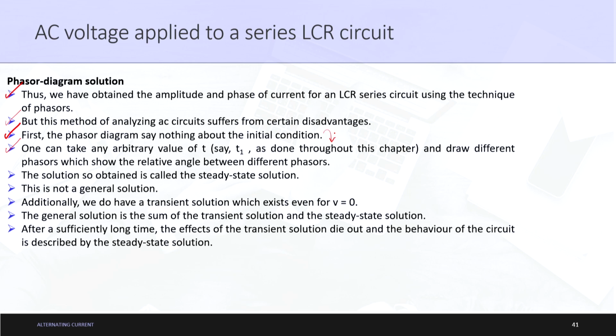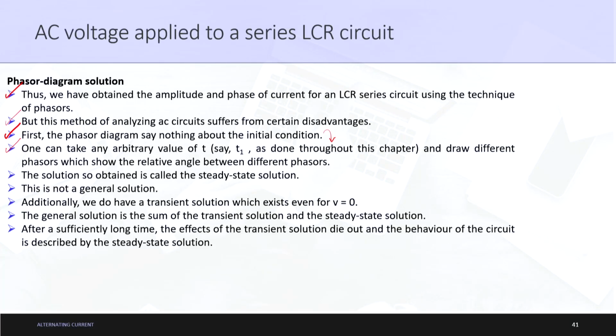So, basically one can take any arbitrary value of t, say t1 as done throughout this chapter, and draw different phasors which show the relative angle between different phasors, but that is not the actual case of what it is starting at. Let us say the current starts at this location, or basically the voltage starts at this location, but every time, to ease the process, we are starting at this location which is the 0 value. What if it is starting from this location only? What if this is the actual initial condition? We do not have any idea how to get it using the phasor diagram solution.